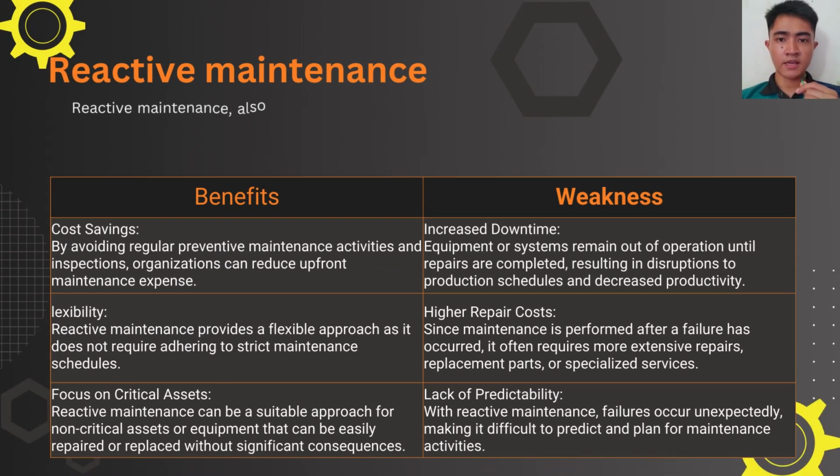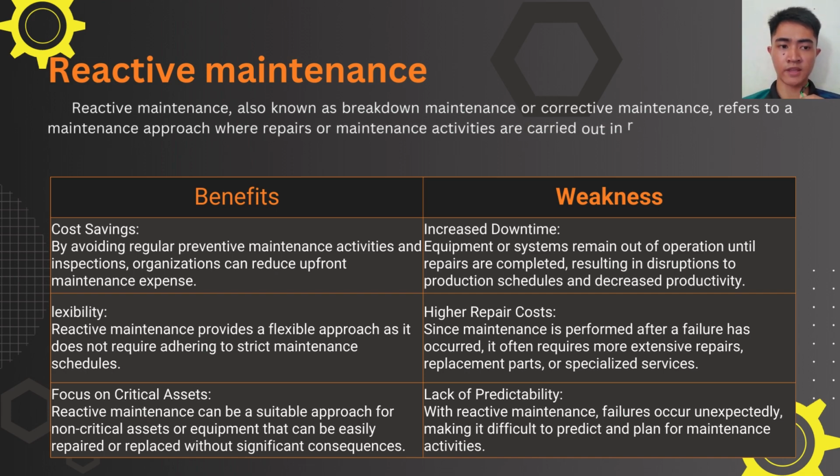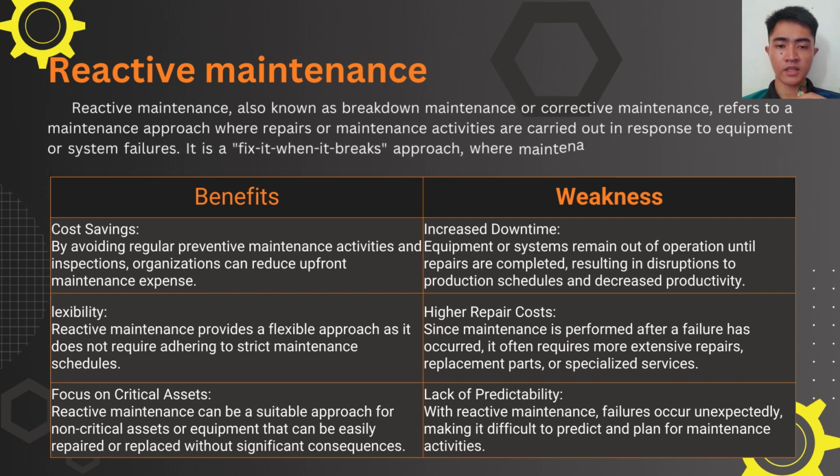Reactive maintenance. Reactive maintenance, also known as breakdown maintenance or corrective maintenance, refers to a maintenance approach where repairs or maintenance activities are carried out in response to equipment or system failure. It is a fix it when it breaks approach, where maintenance action is taken after failure has occurred.